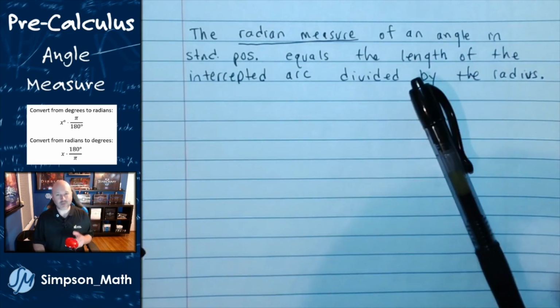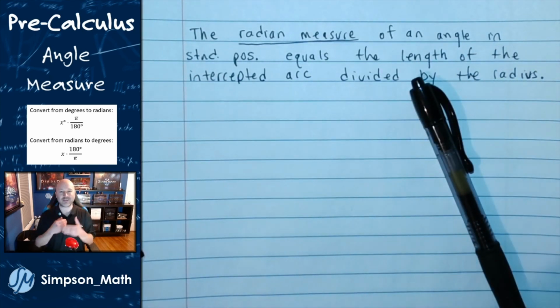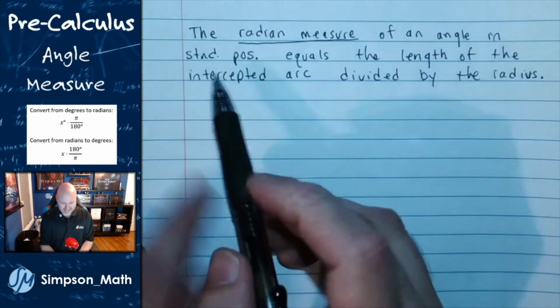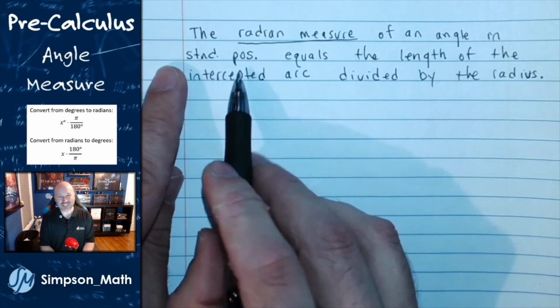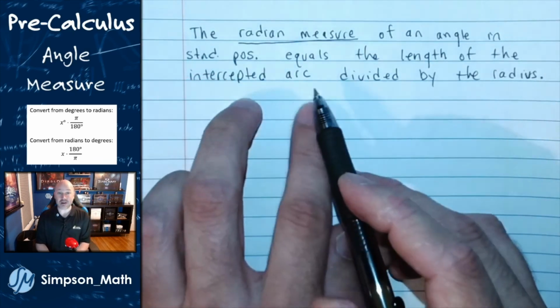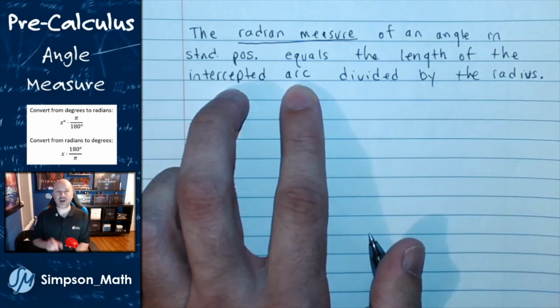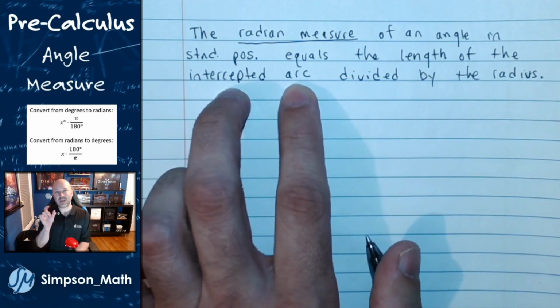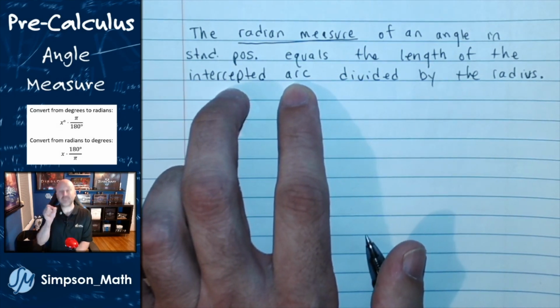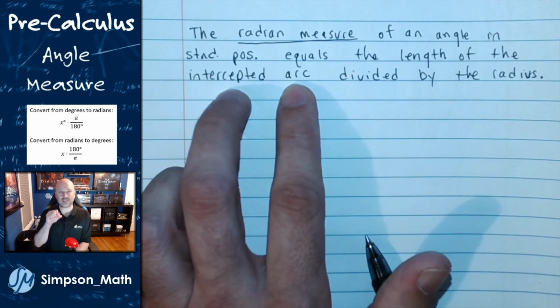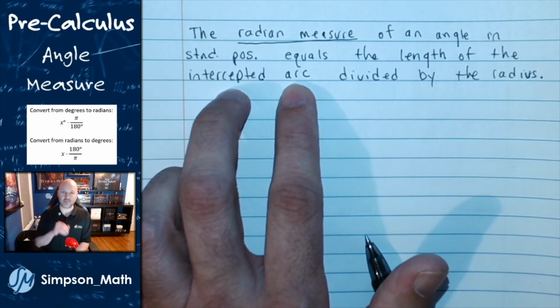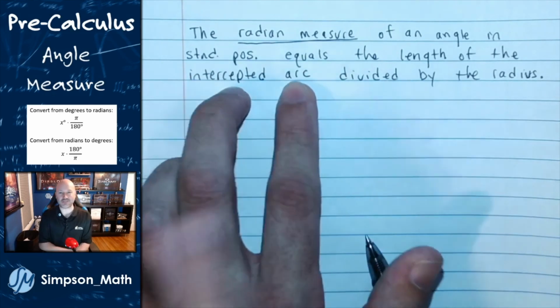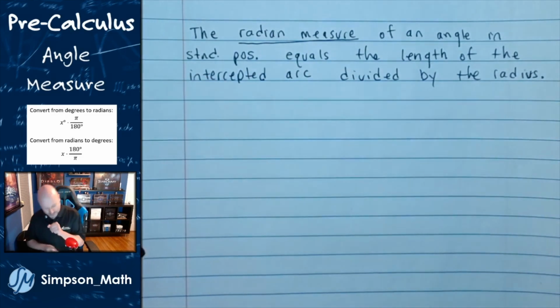So this is where I was trying to get to in this video. I want to get to radian measure, how we talk about the measurement of angles. But before I could, I had to talk about standard position and intercepted arc. That means we've got a circle and the angle is a central angle. The vertex of the angle is the center of that circle, and it's in standard position, so it's all come together for this definition.